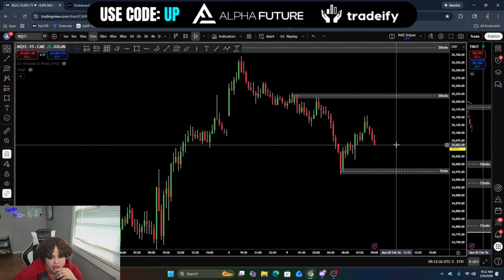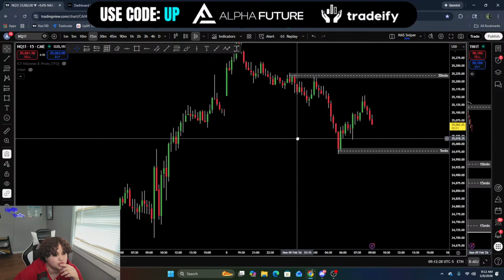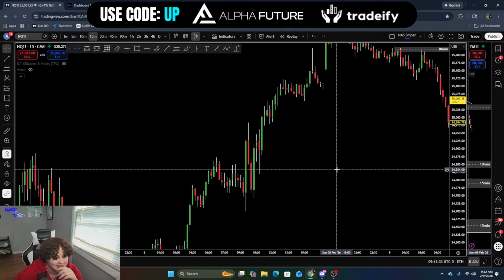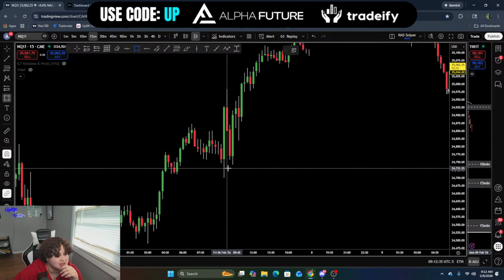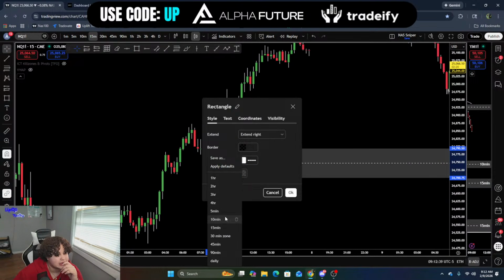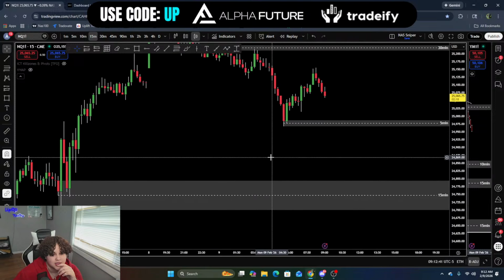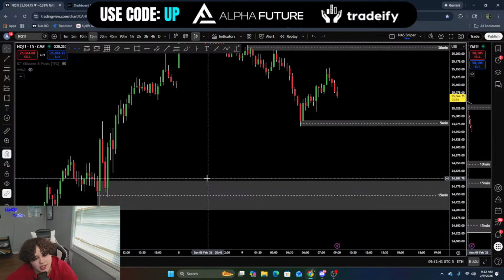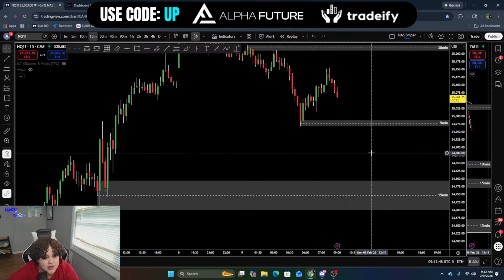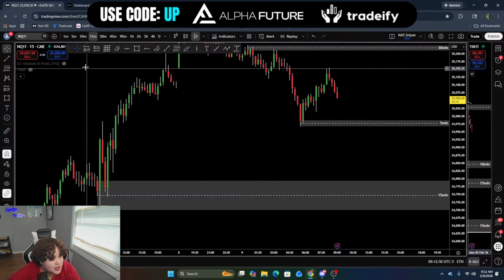15-minute time frame. I don't see anything. Okay, this could be a zone. The only thing wrong with this zone is that it's far away from price. Oh yeah, that's way too far. I mean, we could get there, right?